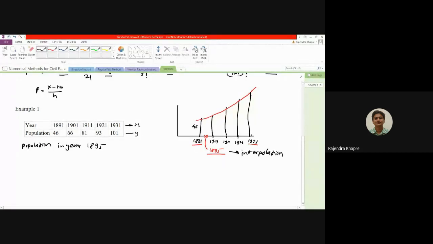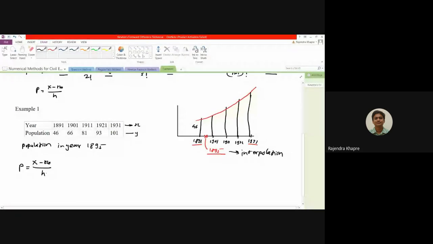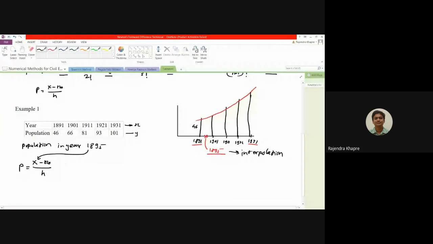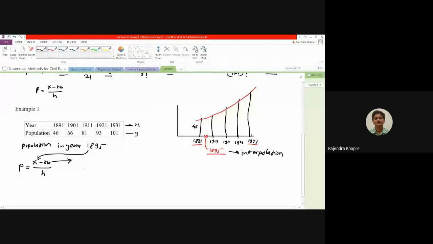So now let us quickly see. The first thing is we need to find out the value of p. If you remember, p is nothing but x minus x0 divided by h. Now this x is nothing but this value, that is 1895, for which we need to find out the value of y. Your x0 is the initial value or the first value of x.